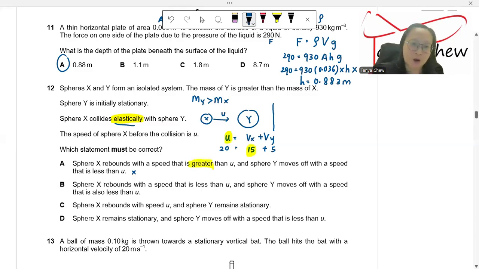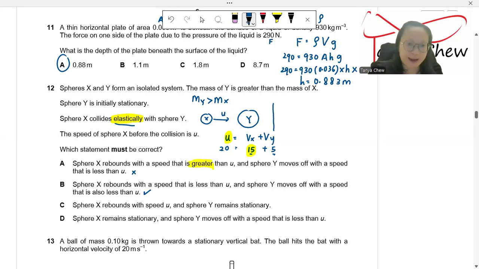B, sphere X rebounds with a speed which is less than u. This is true. 15 is less than 20. And sphere Y moves off with a speed which is also less than u, which is true. This one must be true.